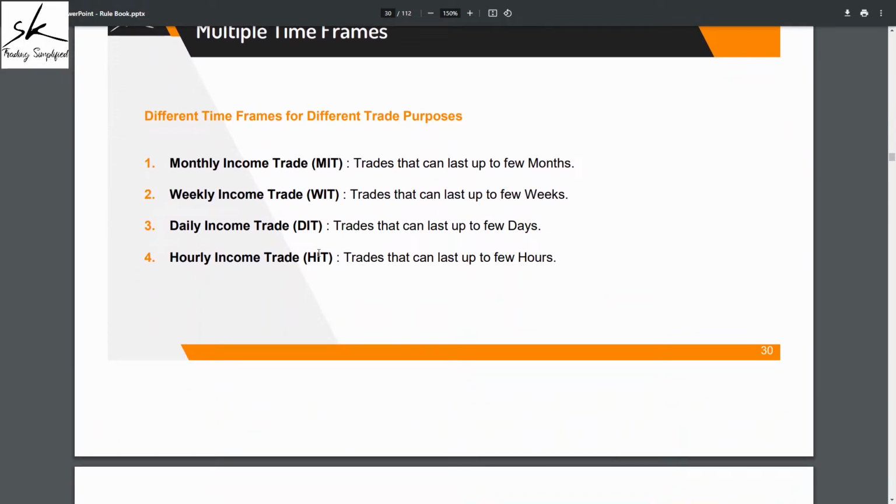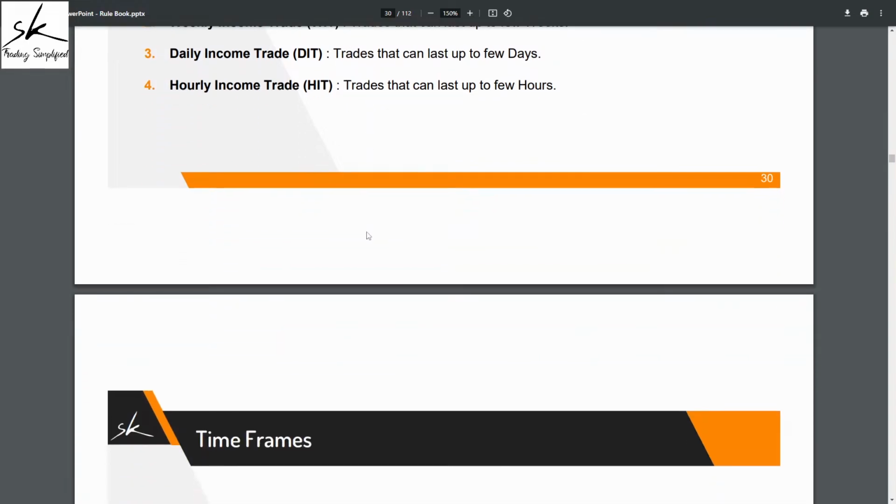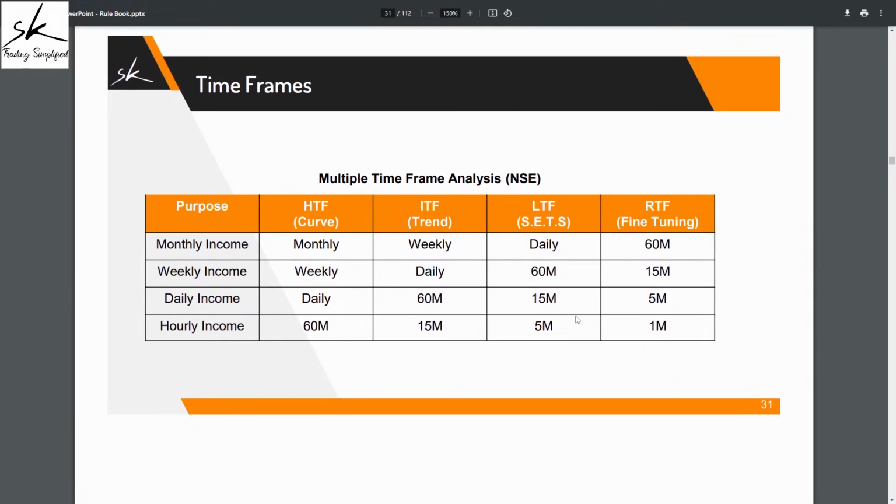We have already talked about it. What is HIT, DIT, WIT, and MIT? So now the question comes that for every purpose of trade, what will be my 4 different time frames? And we get the answer from this table. Now mind you, the table that I've given on page number 31 is specifically for the Indian NSE market, because this market is open for about 6 hours and 15 minutes, a very short duration during the day.